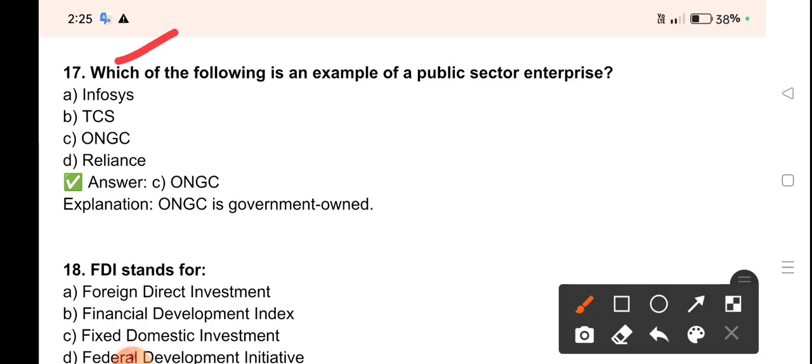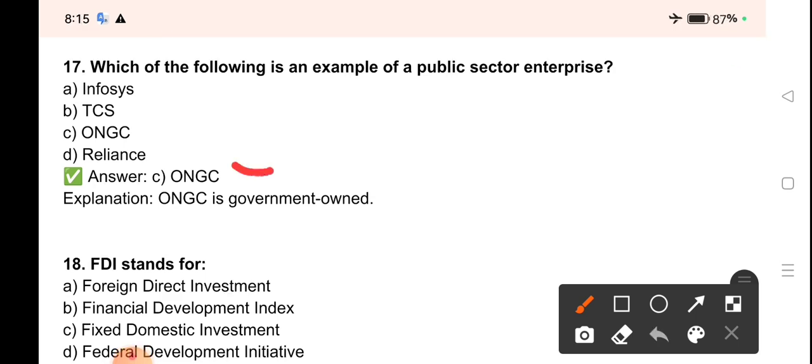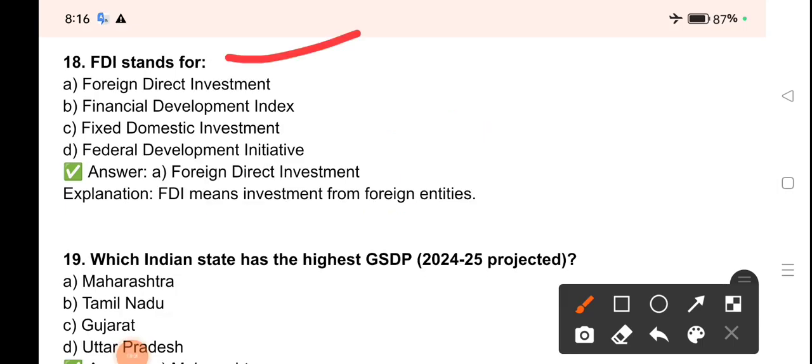Which of the following is an example of a public sector enterprise? ONGC is an example of a public sector enterprise. Oil and Natural Gas Corporation. ONGC is government owned. FDI stands for Foreign Direct Investment. FDI means investment from foreign entities.